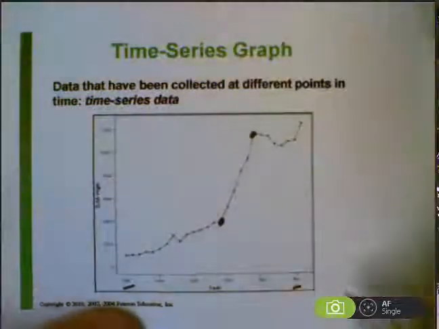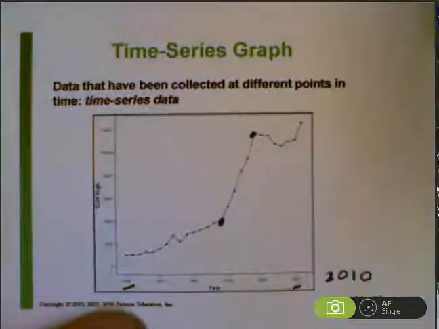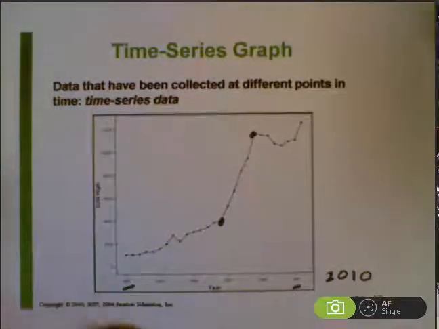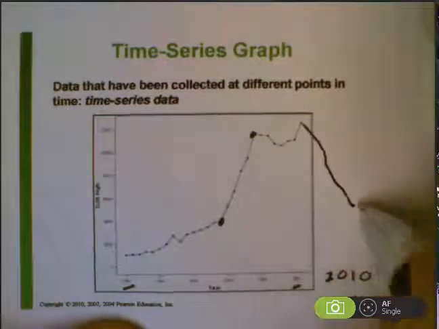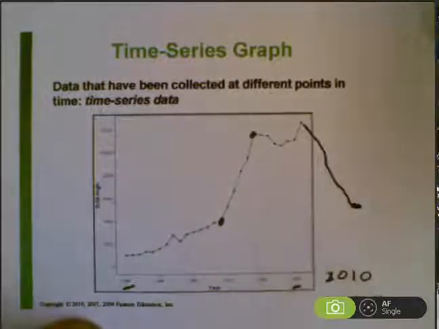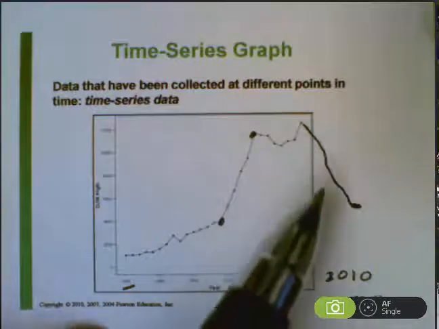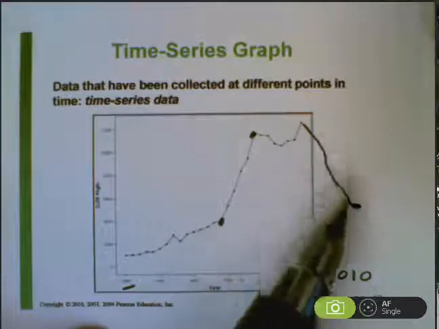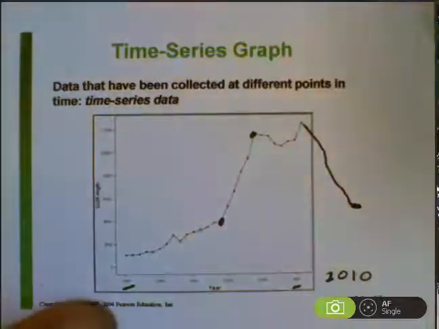If this graph went on to 2010, what would we notice? What happened about 2008, 2010? That's when the stock market crashed due to the housing bubble. And I don't know how far down it went. I'm not meaning for that to be precise, but there was a very steep drop there, the steepest drop since the Great Depression in the 1930s. So a time series graph shows a change in data over time.